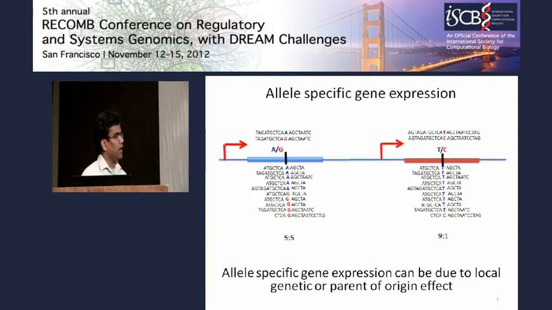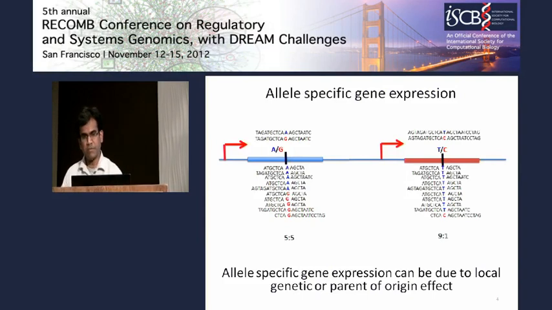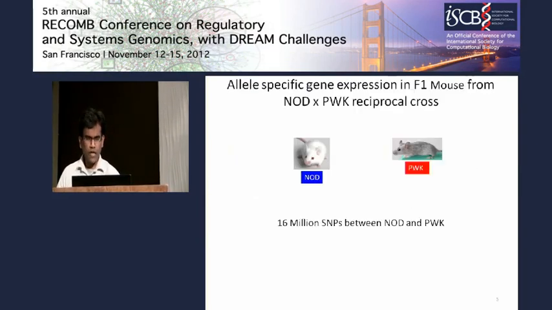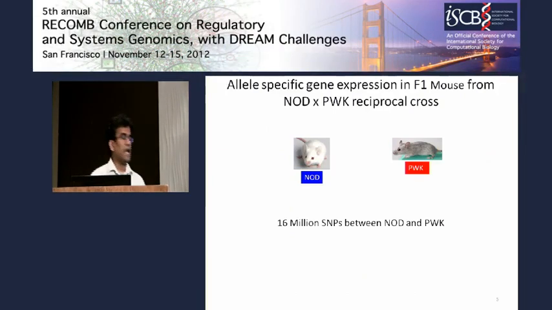So I think we're slowly beginning to understand what allele-specific expression is and what the roles of local genetic or parent of origin effects are, using next-gen sequencing, especially RNA-seq data now. So what we have been doing is looking at allele-specific expression in an F1 mouse from two divergent mouse strains. One is NOD, our non-obese diabetic mice, which is one of the classical inbred mice. The other is PWK, which is a wild-derived inbred strain.